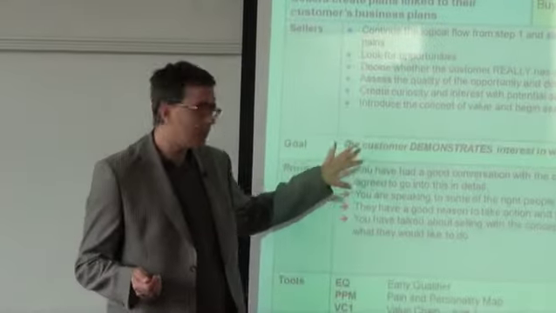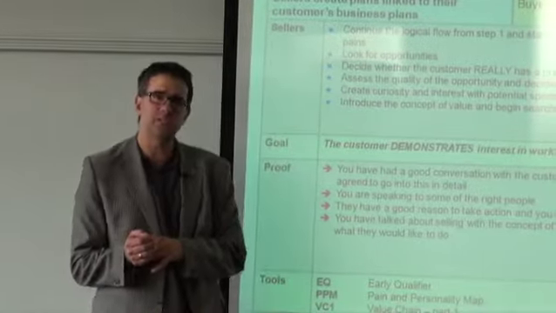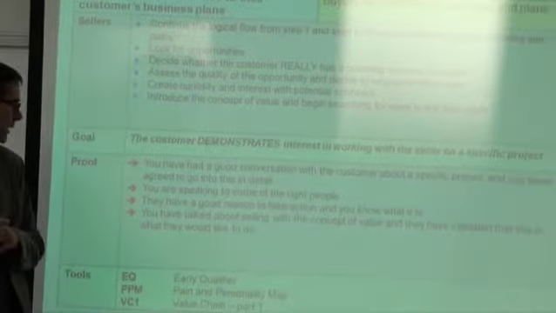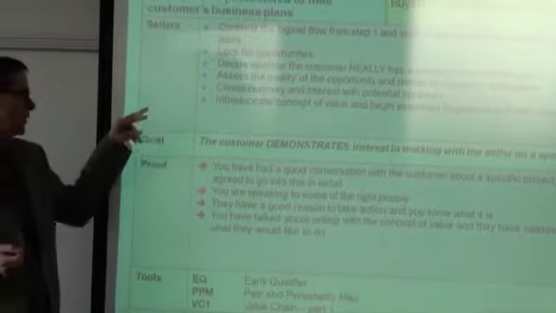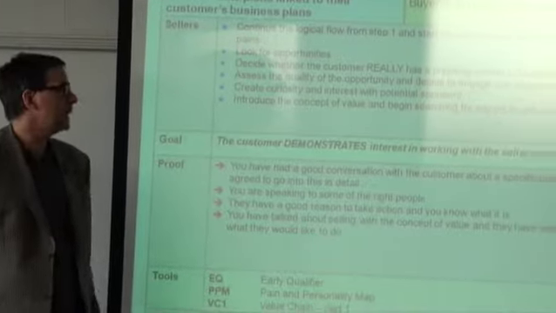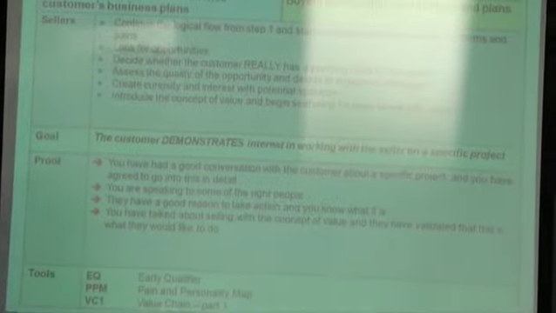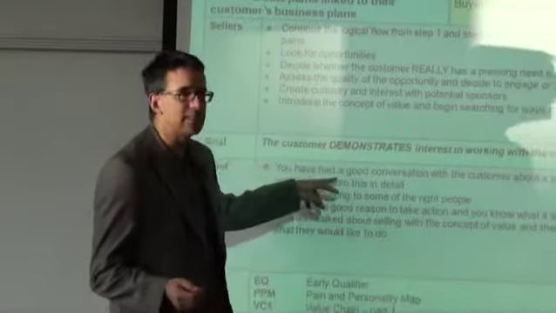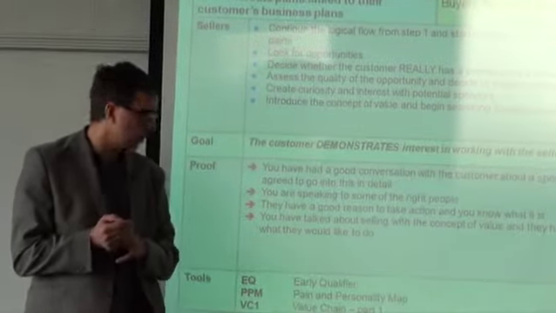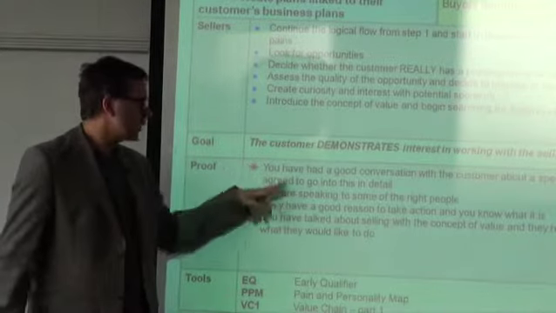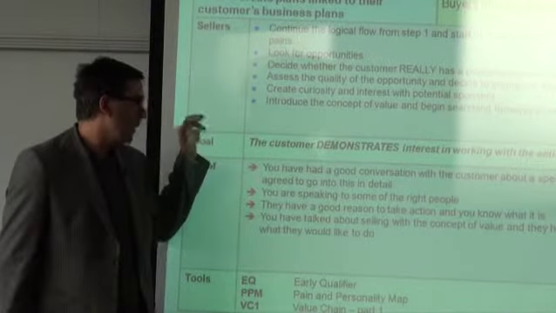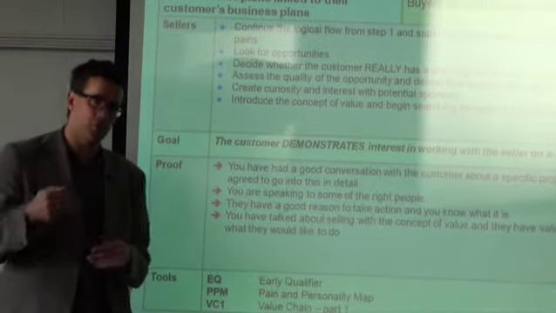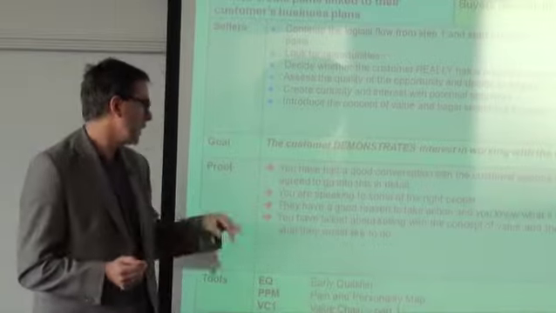The goal: the customer demonstrates interest in working with the salesperson on a specific project. How do we prove this? You've had a good conversation with the customer and you've agreed to go into this in detail. So we've got the go-ahead to go into detail and start some serious discussion on a particular project area. We're speaking to some of the right people. They've got a good reason to take action, and you know what that reason is. You know what's pushing them in this direction.